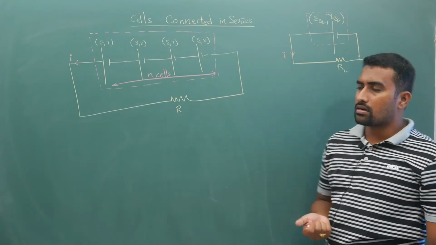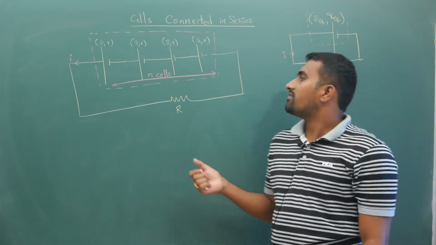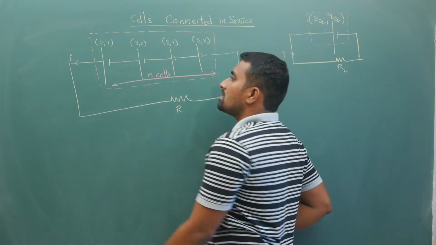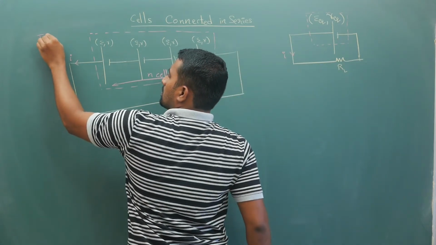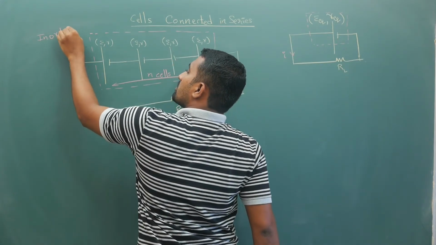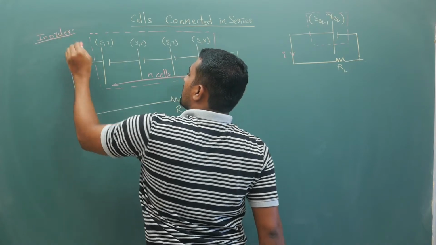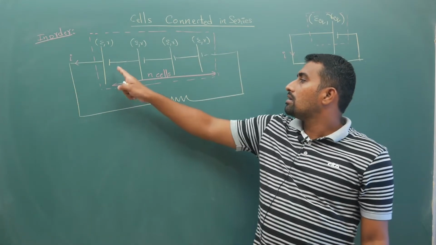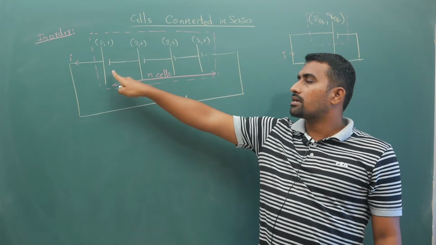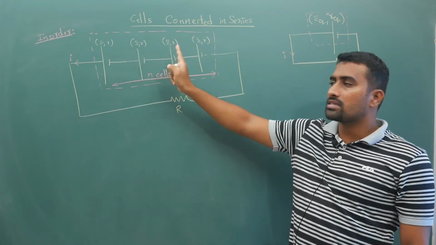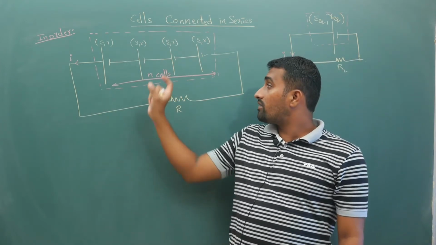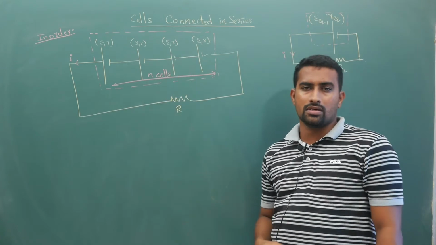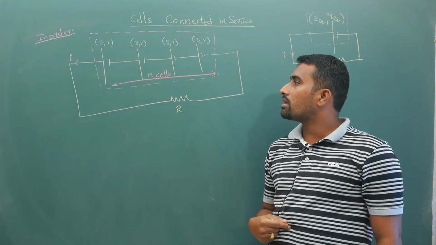First and foremost, this is an in-order connection. In-order connection means that, looking at this figure, the positive terminal of one cell is connected to the negative terminal of the other, so negatives and positives are connected alternately. Out of order means one of the cells will be reversed. Like that, you can reverse as many as you want.